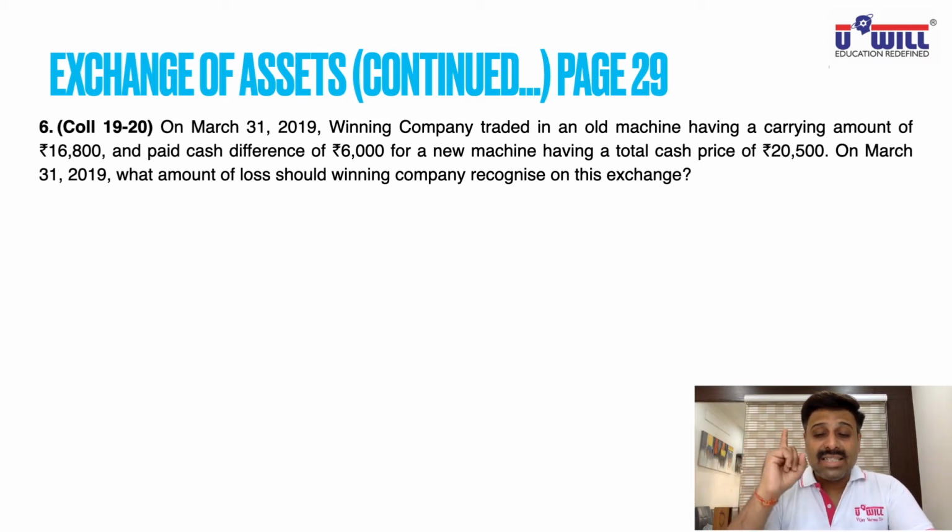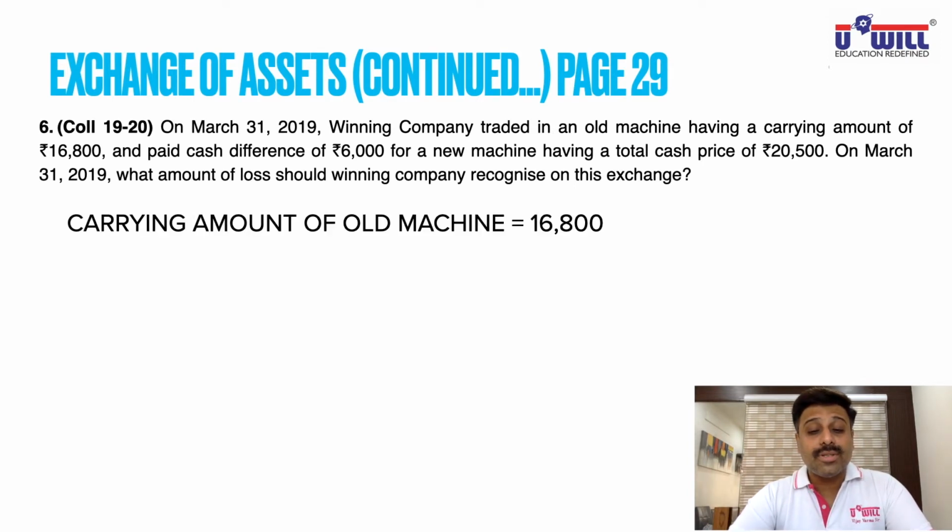Okay, so this has commercial substance also because we are buying a new machine against an old machine, so economic cash flows are going to differ. Secondly, the fair value of the new machine is also ascertainable, 20,500. So the new machine we will record at the fair value 20,500, and against that what we are paying is 16,800 plus 6,000, 22,800. So a loss of 2,300 will be recorded in the books of accounts.